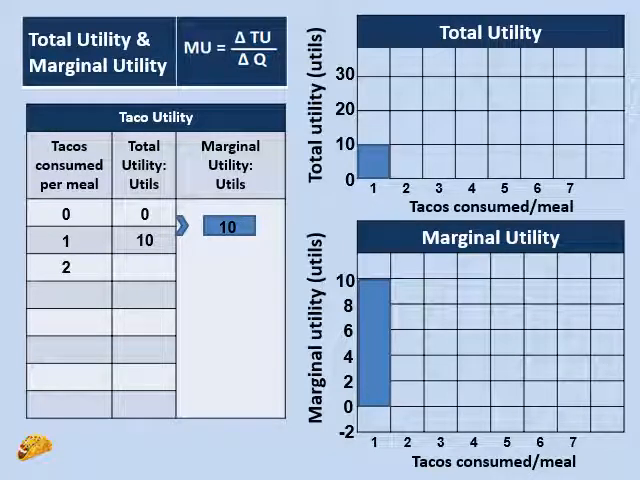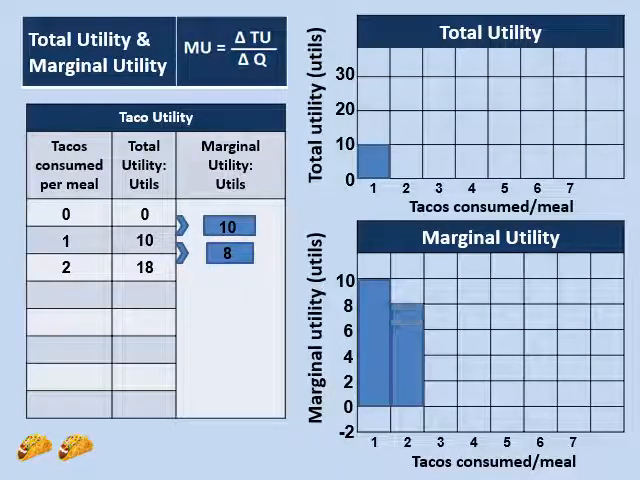Now we're still hungry, so we have a second taco. Well, that's not going to be nearly as satisfying as the first, so let's assume we get an additional 8 utils. That brings our total utility to 18 utils. Our additional marginal utility of 8, we're going to chart down below. We originally had 10 utils, so now our second taco brings us a total utility of 18 utils.